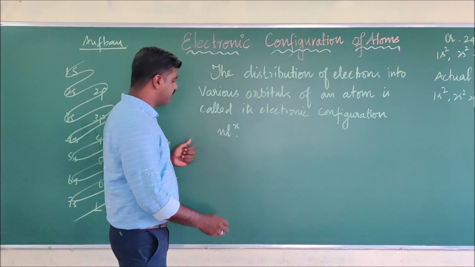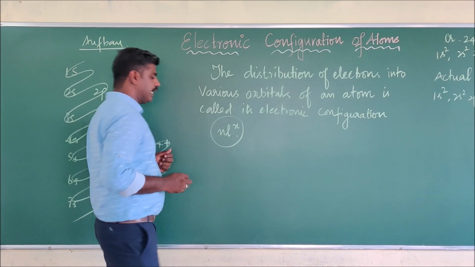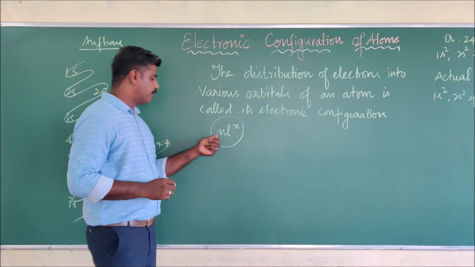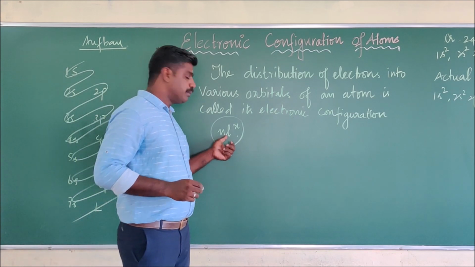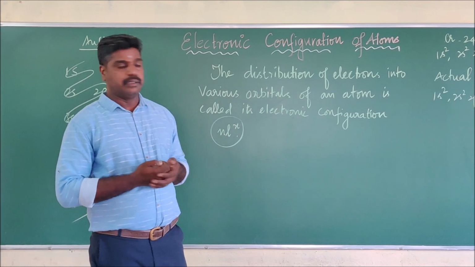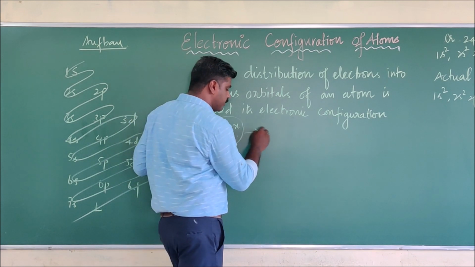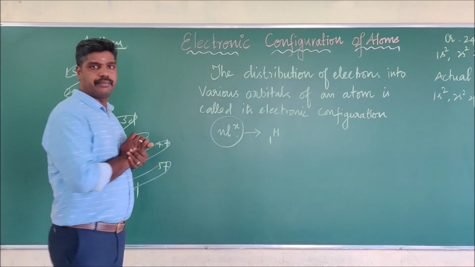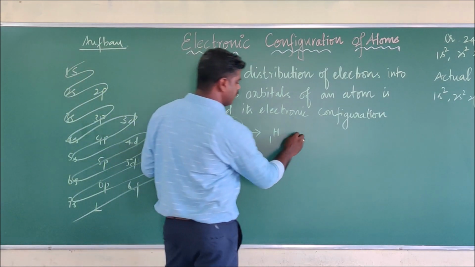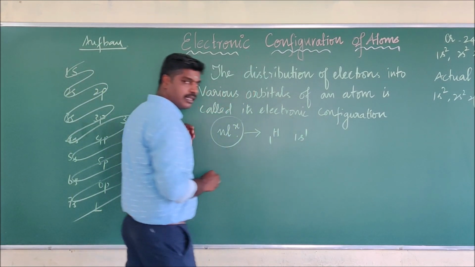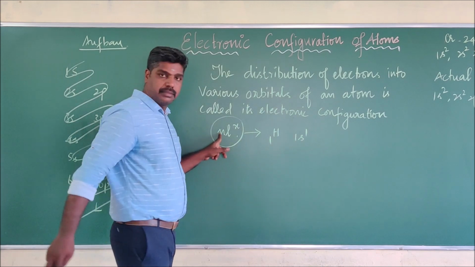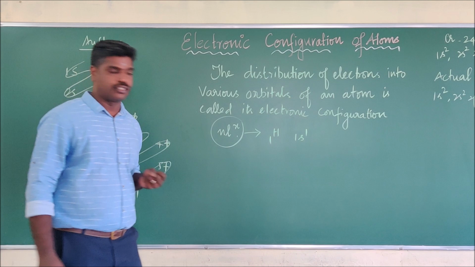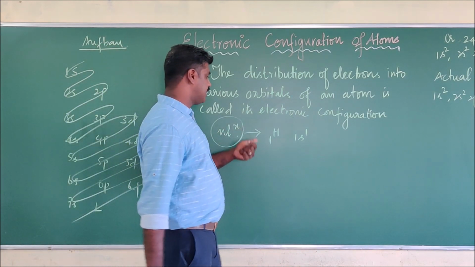Before that, a general electronic configuration can be written as the formula nlx. N is the principal quantum number, l is the azimuthal quantum number, and x is a variable. With the help of this formula, let me write one example like hydrogen, whose atomic number is 1. Write the electronic configuration of hydrogen: 1s1. 1 is the principal quantum number, l is the orbital it belongs to, and x is a variable.